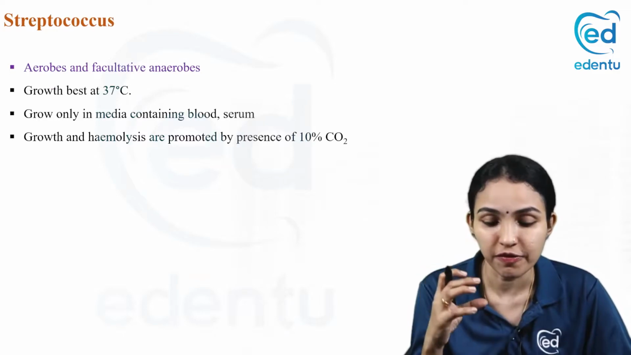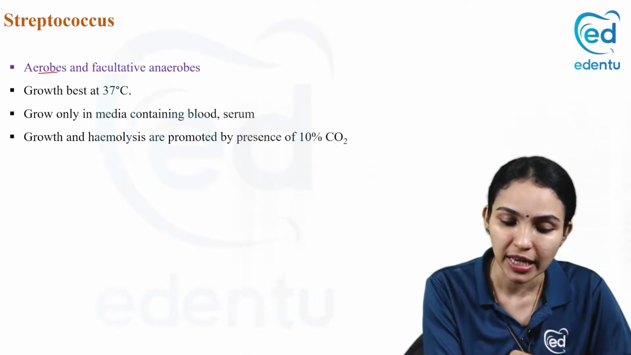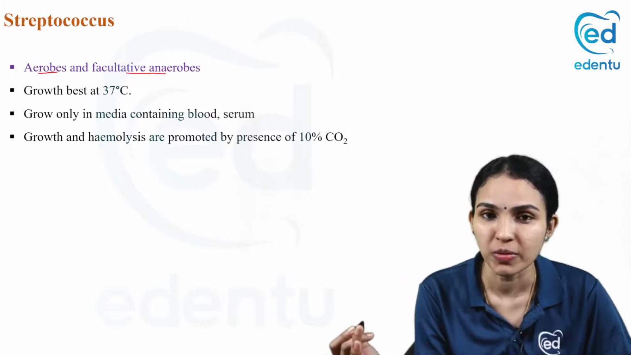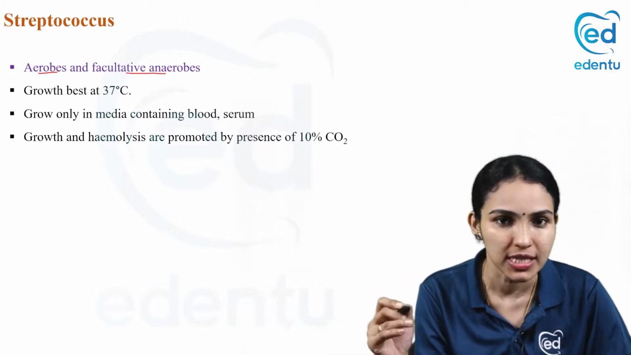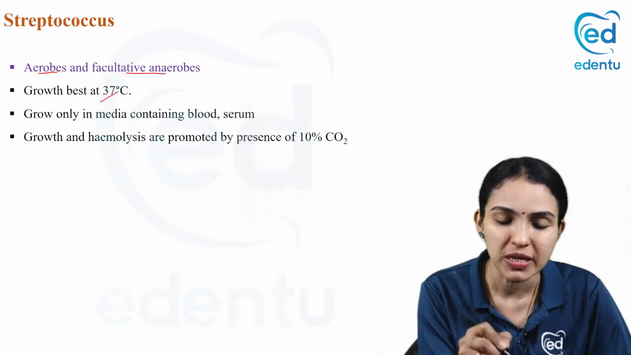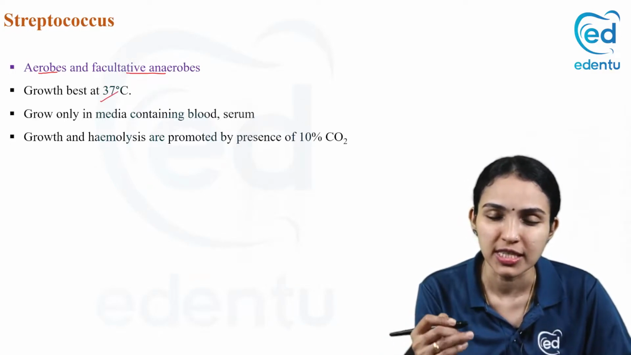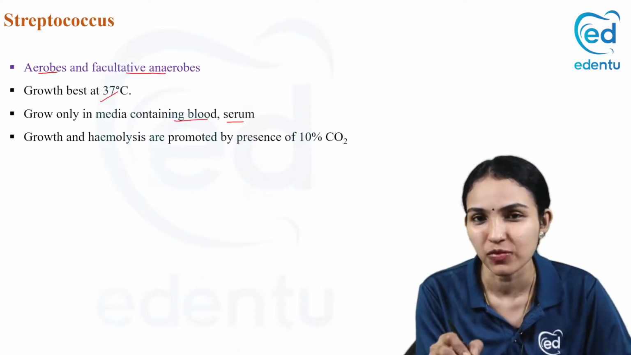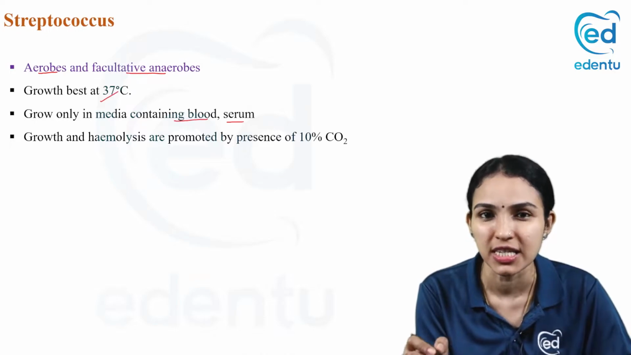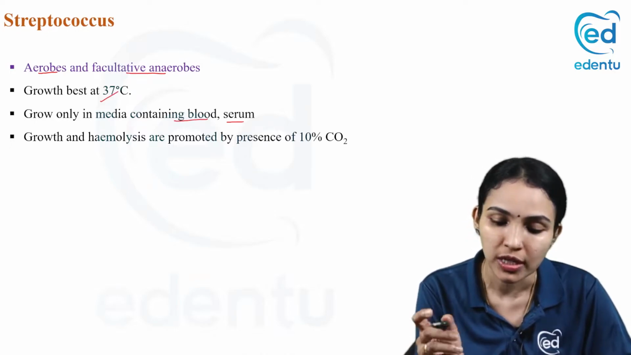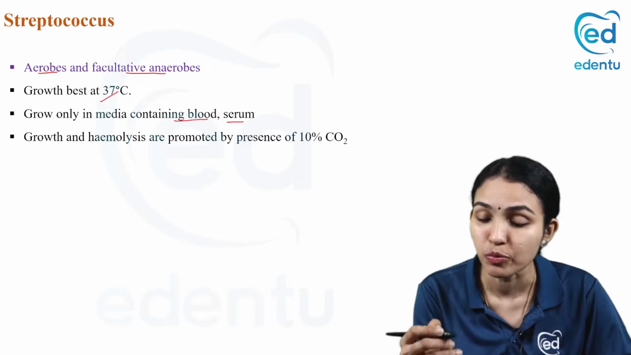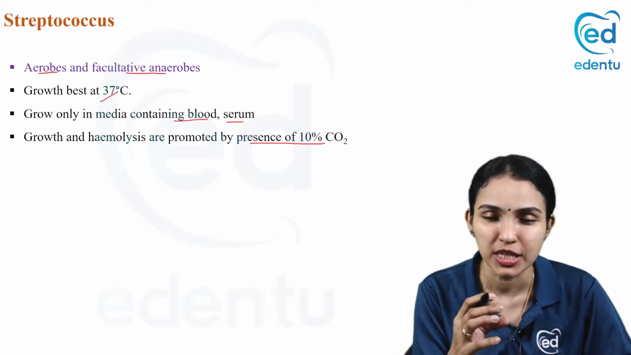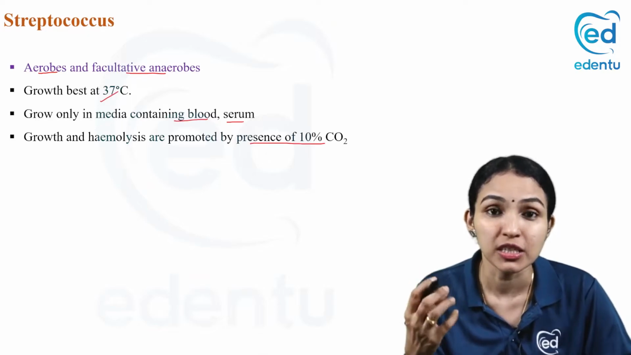Now their requirement for oxygen: I told you they are aerobes and facultative anaerobes. When we talk about obligate anaerobic streptococci, that is peptostreptococci, that's a different entity. This one grows best at the normal temperature of the human body, that is 37 degrees Celsius. They grow best in medium containing blood and serum. They cannot grow on nutrient agar. They are fastidious. They require blood or serum for growth. And growth and hemolysis can be promoted if you provide some carbon dioxide. If you give 10% carbon dioxide during incubation, you can make the growth better.